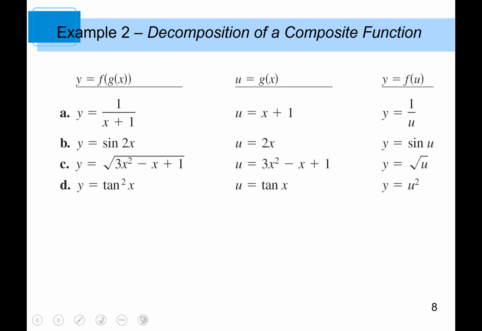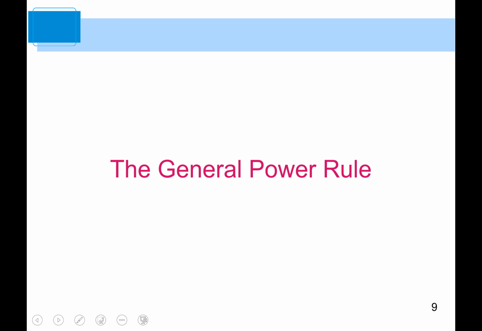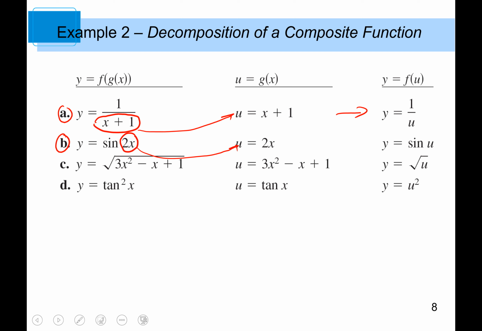Let's take a look at how we set up u. The first one, we get y equals 1 over x plus 1. This is a composite function of 1 over x. Set the denominator equal to u, and now you turn it back into a simple function, y equals 1 over u. The second one, y equals sine 2x. Whatever is next to sine, that's your u. After the transformation, y equals sine of u.